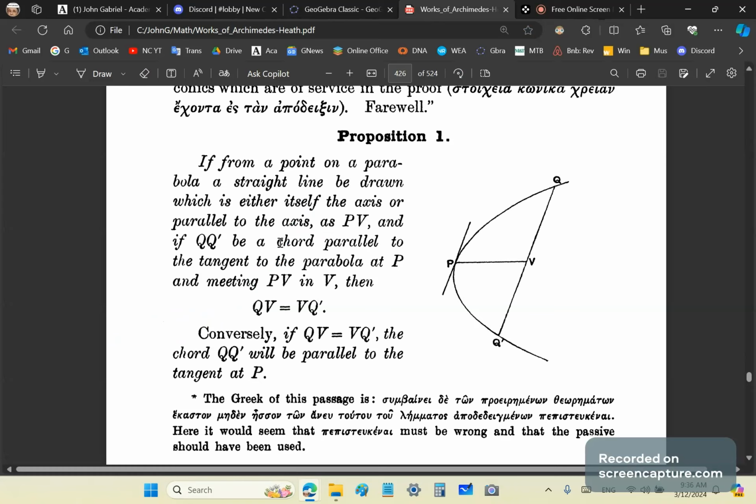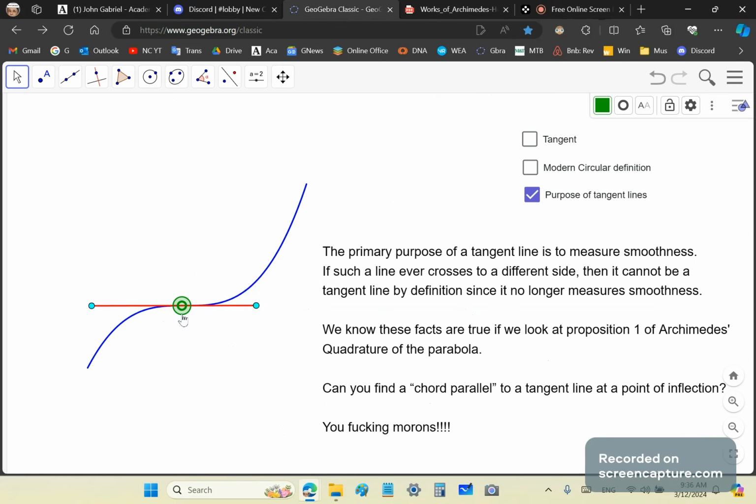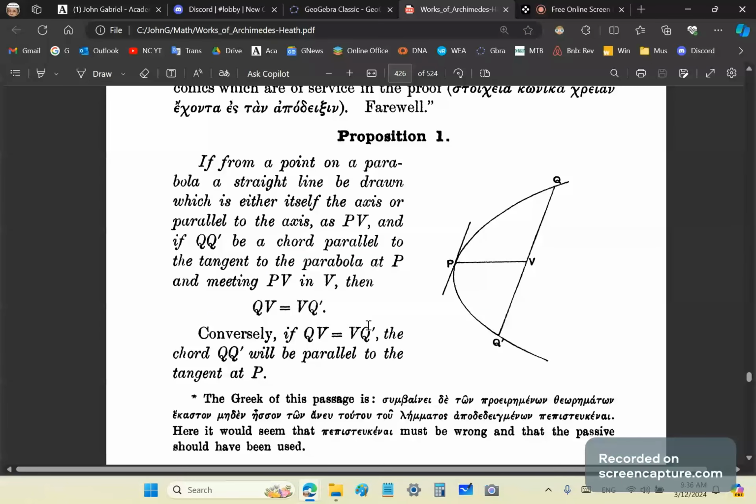So now notice what it says here: a chord parallel. Tell me, can you find a chord parallel to this point here where there's a point of inflection? This is the cubic, by the way. Can you find a chord parallel? No, you cannot. So by definition, a tangent line never crosses at the point of tangency.